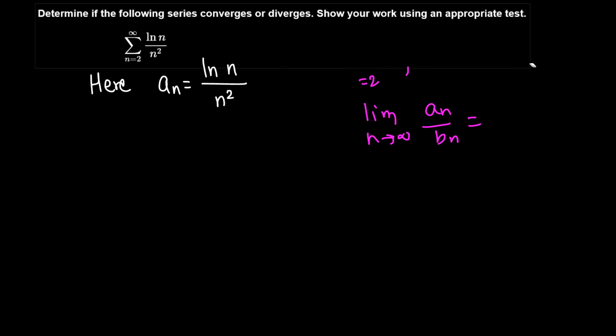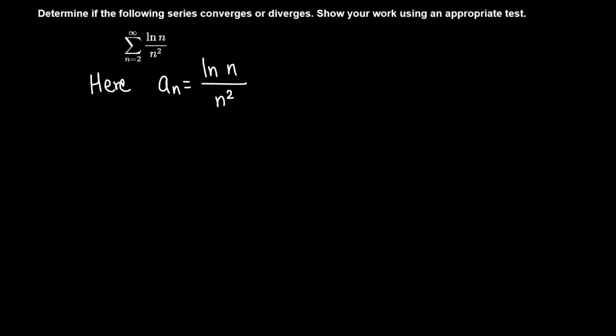Let's look at other tests, not the limit comparison. Natural log of n over n squared gives positive numbers because n starts at 2. And look, the bottom is bigger than the top. When n is very, very big, the bottom grows faster than the top. That means the terms eventually go to 0. And natural log of x is continuous. So it looks like we can use the integral test, and that's the case.